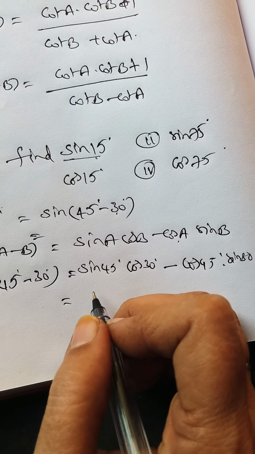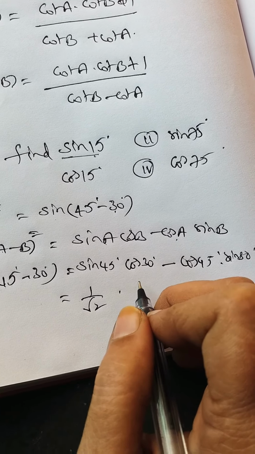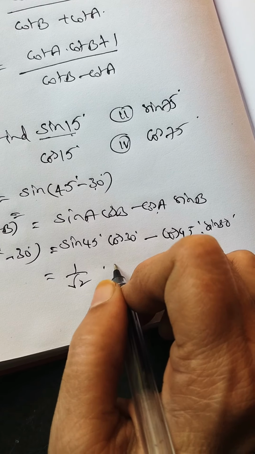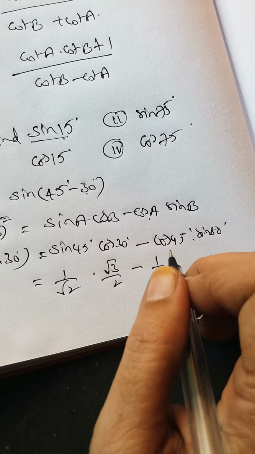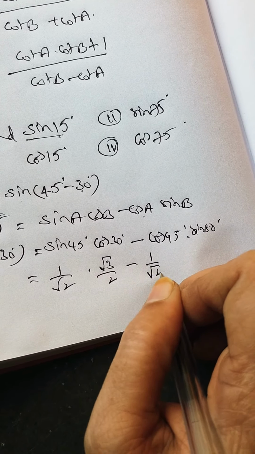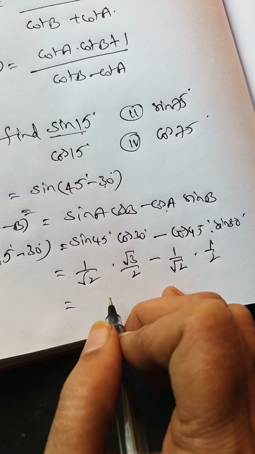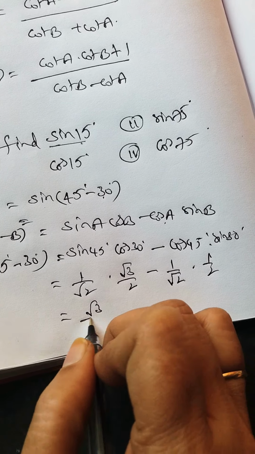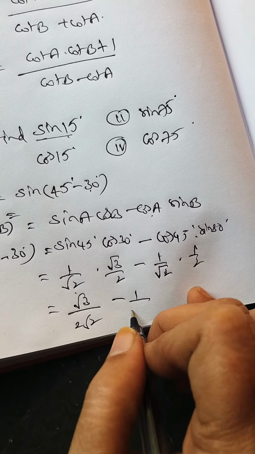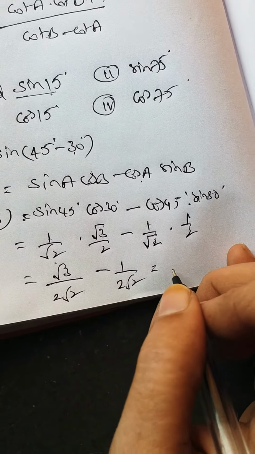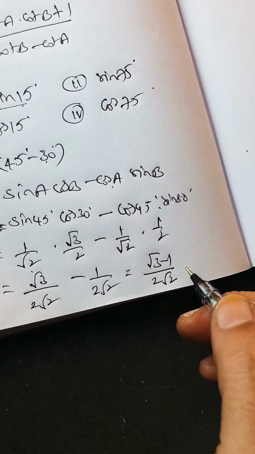Now what is sin 45 degrees? Sin 45 degrees is 1 by root 2 into cos 30. What is cos 30 degrees? Cos 30 degrees is root 3 by 2, minus cos 45. Sin 45 and cos 45 both are the same. Cos 45 is 1 by root 2 into sin 30 is 1 by 2. So you simplify here: 1 into root 3 divided by root 2 into 2 root 2, minus 1 ones are 1 by root 2 into 2 root 2. As these are like fractions, we can simplify this as root 3 minus 1 by 2 root 2. This is the sine 15 value.